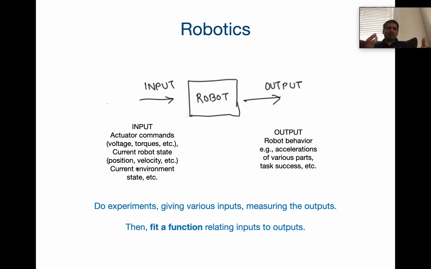So you can imagine doing an experiment if you had a physical robot where you apply different actuator commands, maybe put the robot in different initial states, and maybe put the environment in different initial states, and then run the robot, collect data, and do this over and over again for lots of different inputs. And then you can fit a function that tries to approximate the relationship between the input and the output. Again, I'm not saying necessarily that this is linear regression, but the idea is that this problem can be reduced to fitting a function.